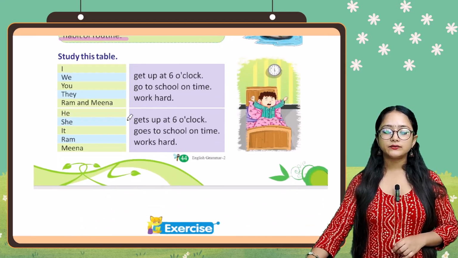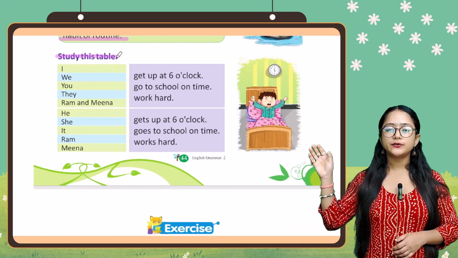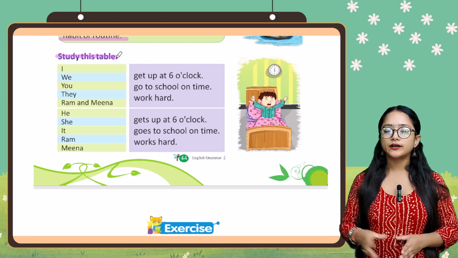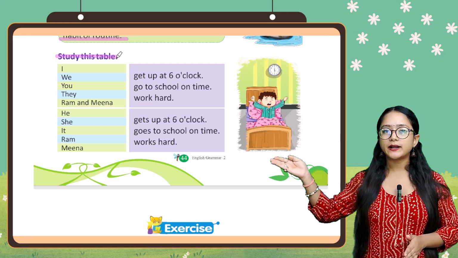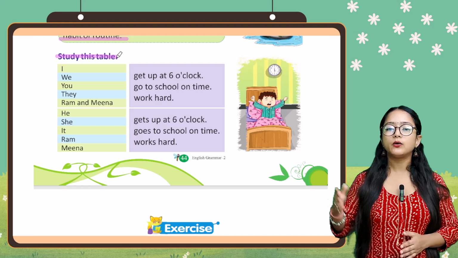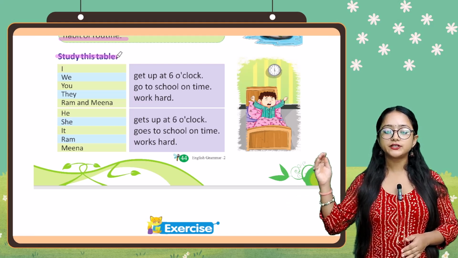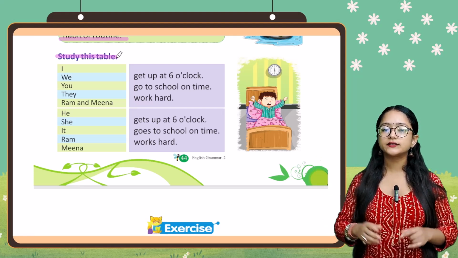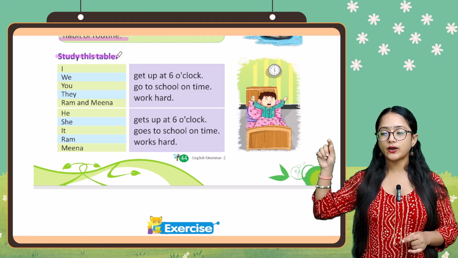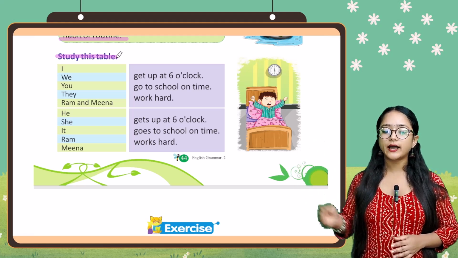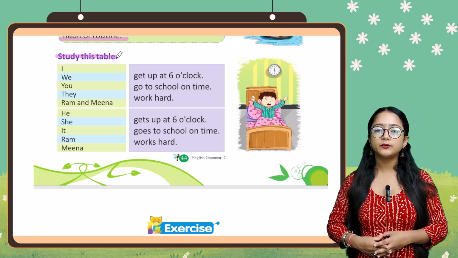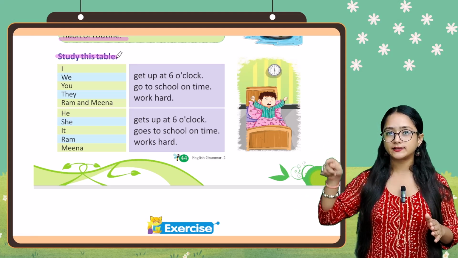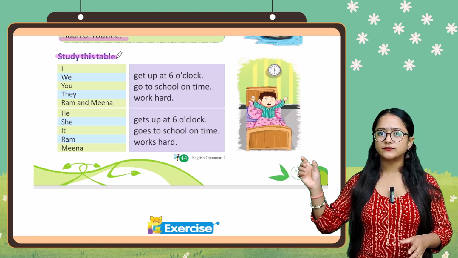Okay, now let's study this table. Here you can clearly see with I, we, you, they, Ram and Meena, you are going to write the sentence like this: get up at 6 o'clock, go to school on time, work hard, okay. But with he, she, it, Ram, Meena, you are going to write the sentence like gets up at 6 o'clock. With a singular one, you are going to use S over there. You have to add S, okay. Goes to school on time, works hard, okay. But with the plural form, you should not write S in that action word, okay.